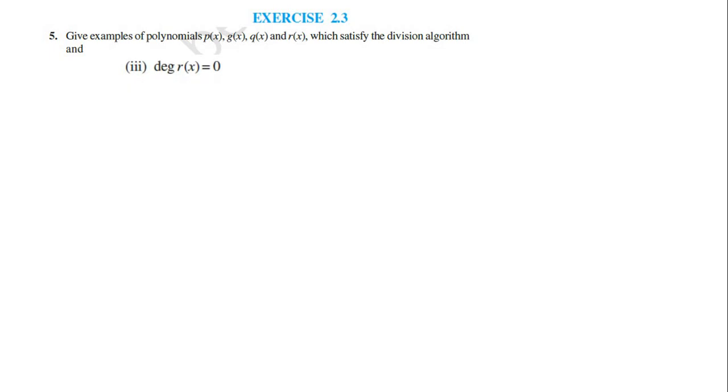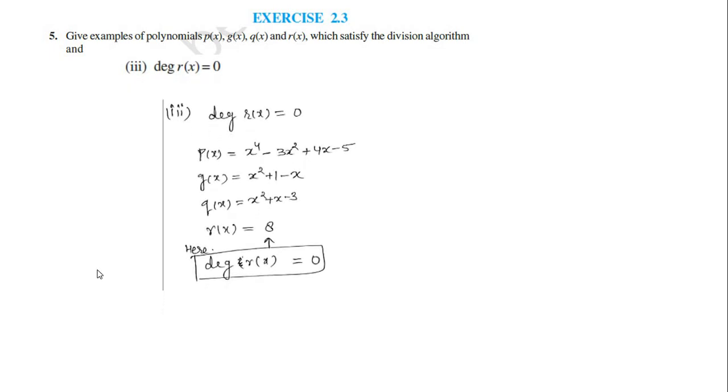Degree of r(x) is 0. For this I have taken exercise question 1 part 2 only. We have solved it before also. p(x) is x to the 4 minus 3x square plus 4x minus 5, and g(x), as given, is x square plus 1 minus x. When we divided, we got the quotient x square plus x minus 3. So r(x) is coming 8 here.